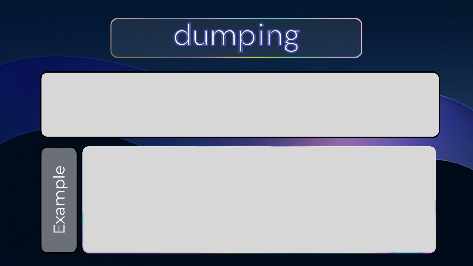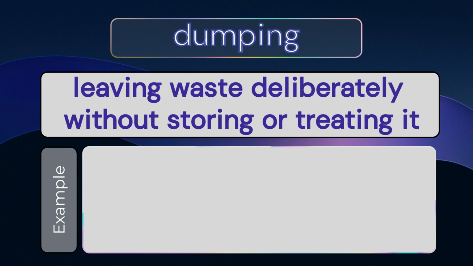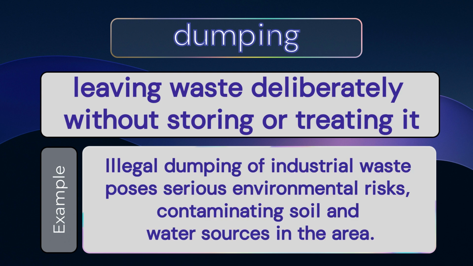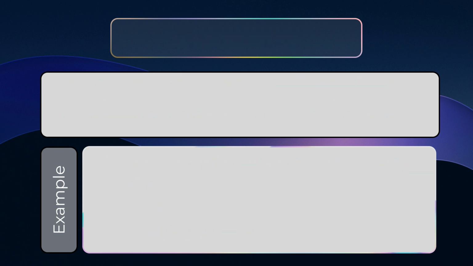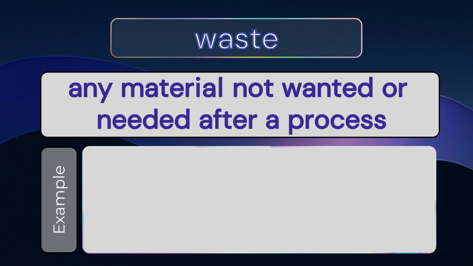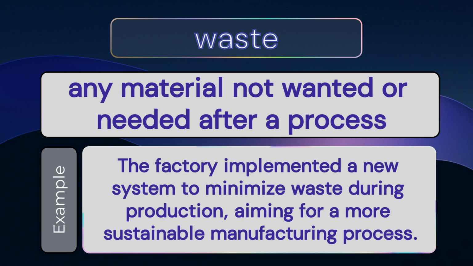Dumping. Leaving waste deliberately without storing or treating it. Example: illegal dumping of industrial waste poses serious environmental risks, contaminating soil and water sources in the area. Waste. Any material not wanted or needed after a process. Example: the factory implemented a new system to minimize waste during production, aiming for a more sustainable manufacturing process.